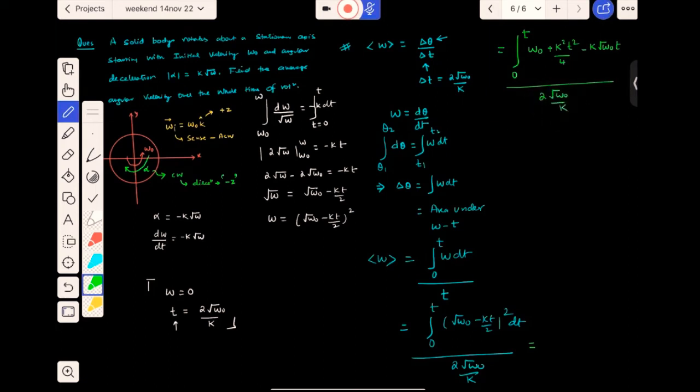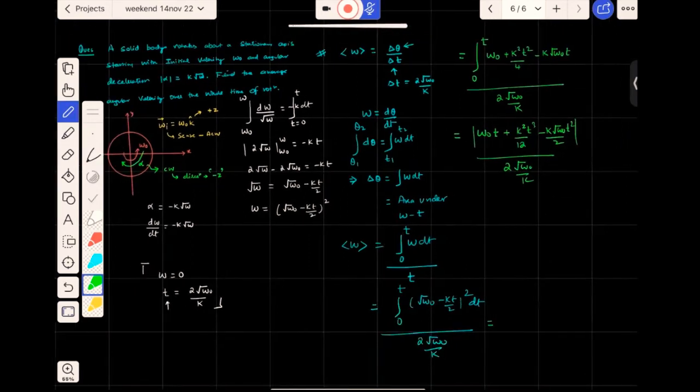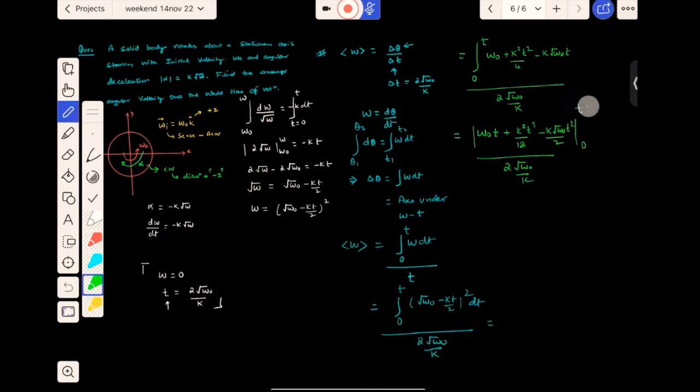So integral of this thing will become omega naught t plus k square t cube by 12 minus of k root omega naught into t square by 2 divided by 2 root omega naught by k, and the values are from 0 to t where t equals to 2 root omega naught by k. Plug the values and solve it. I think the answer will come omega naught by 3.